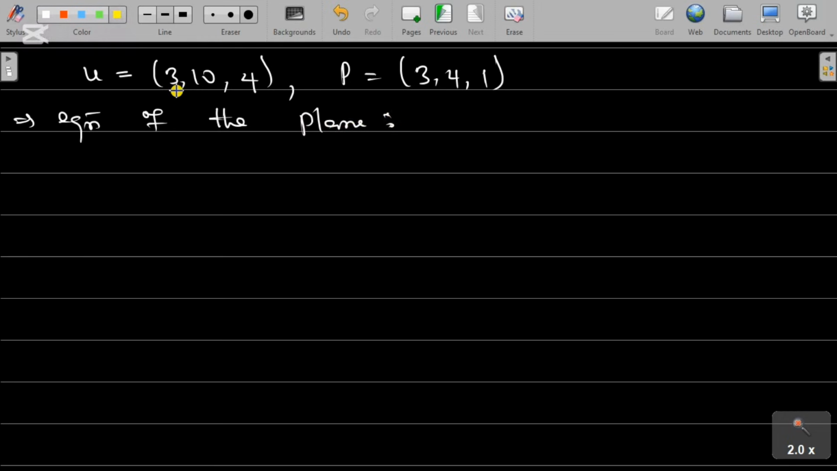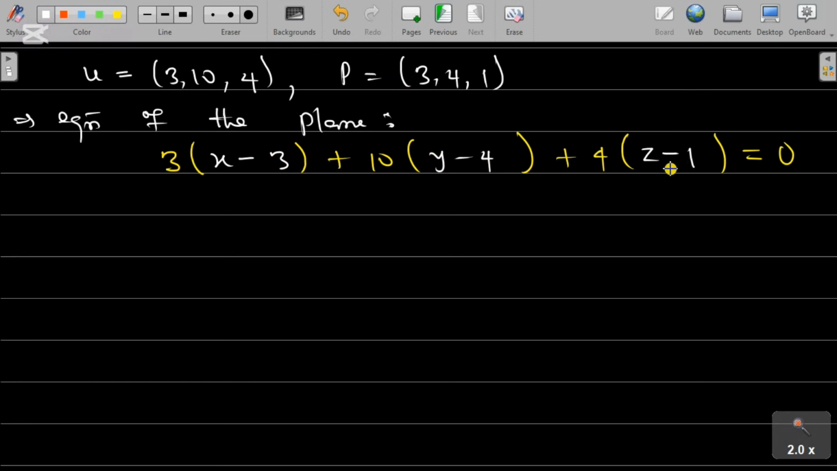Here, this normal vector will form coefficients: the first component will form the coefficient for x, the second component will form the coefficient for y, and the third component will form the coefficient for z. All right, and everything will be equal to 0. So what will be inside here? This one will be x. Let me use white. So this one is going to be x minus the corresponding x of your point P. So here is 3, and then in this case it will be y minus 4, and finally you have z minus 1. And so our equation is, you just solve this. So you're going to have 3x minus 9 plus 10y minus 40 plus 4z minus 4 equal to 0.